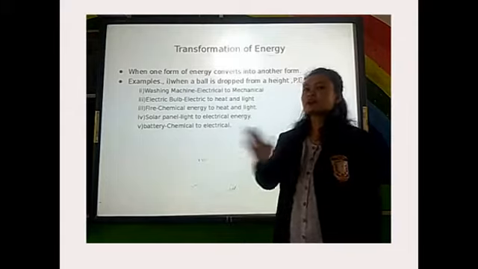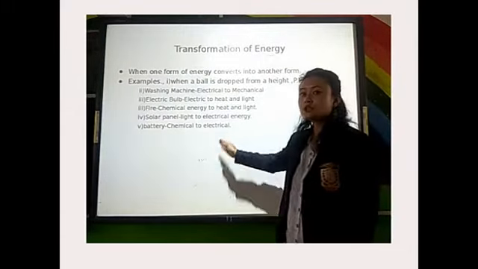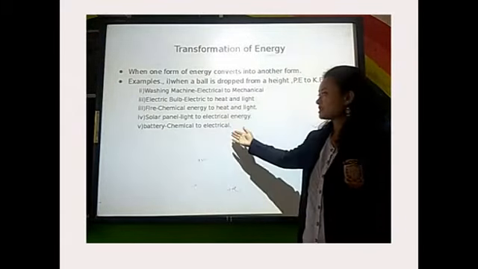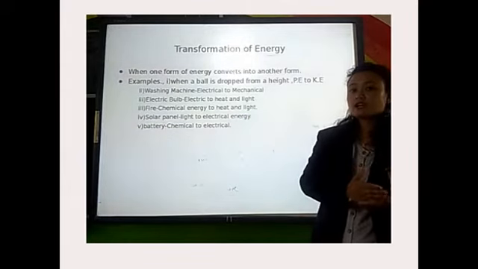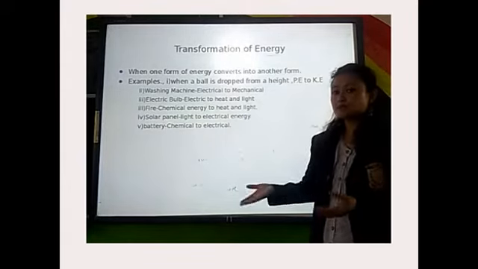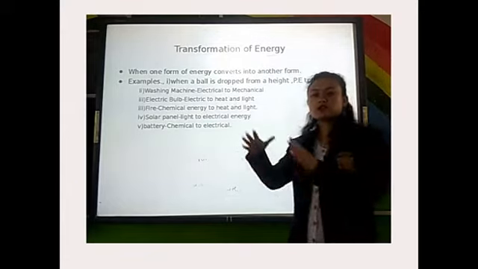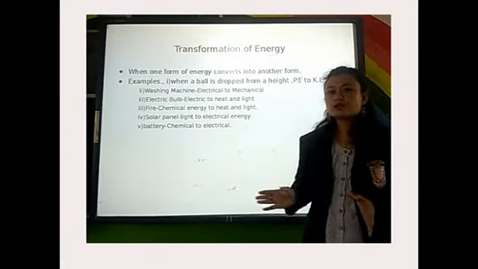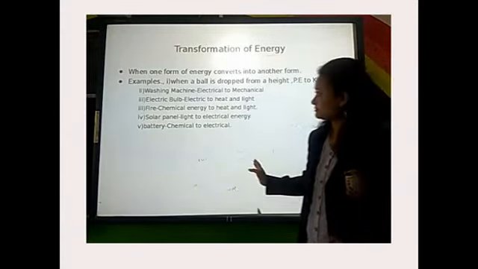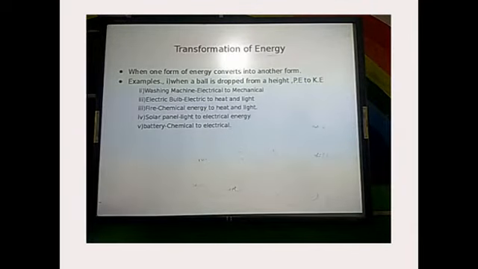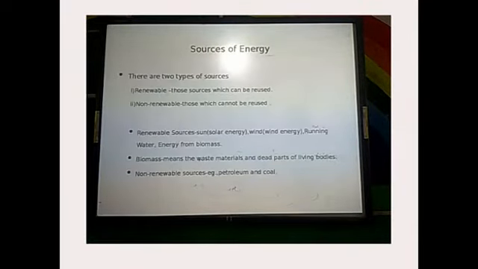We cannot say chemical is destroyed and electrical has been renewed or originated. Its chemical has changed to electrical. That means only one form of energy changes to another form. Energy cannot be created nor can it be destroyed. So these are different examples of transformation of energy.